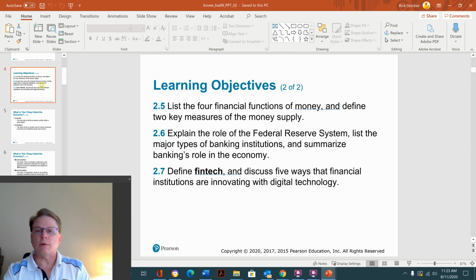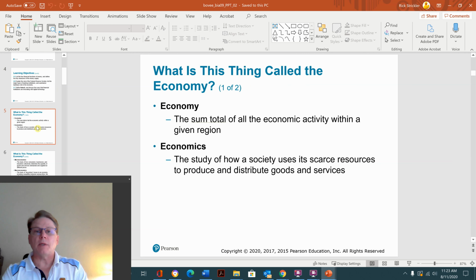Explain the role of the Federal Reserve System. List the major types of banking institutions and summarize the banking role in the economy. Define fintech and discuss 5 ways the financial institutions are innovating with digital technology. Okay, so economy: the sum total of all the economic activities within a given region.